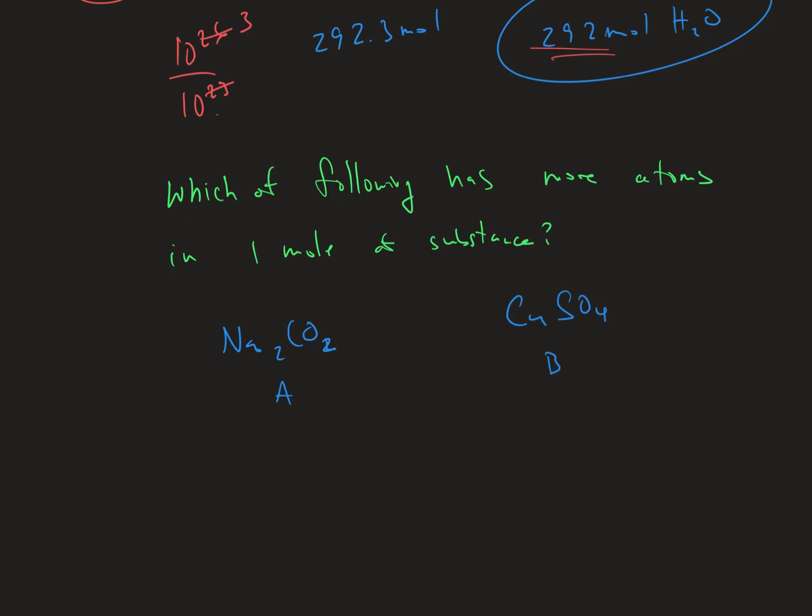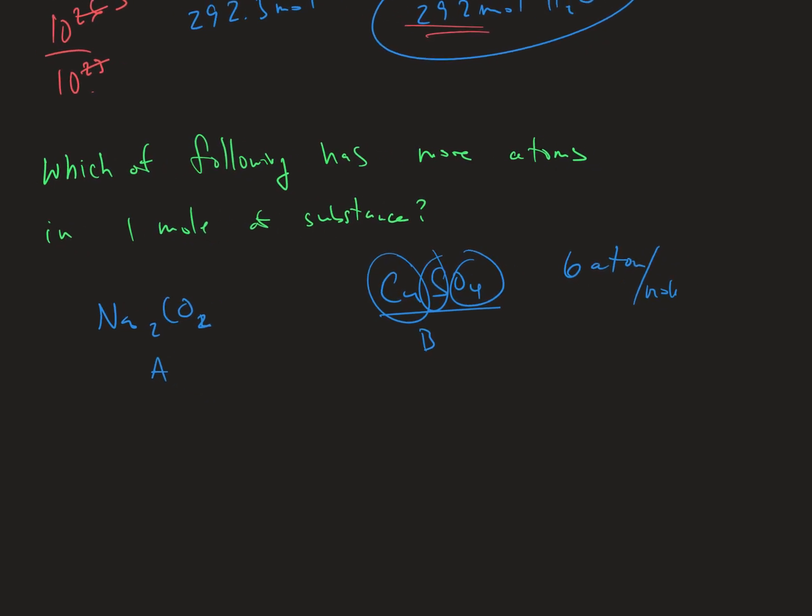Should be B, right? Why? Because there's more atoms in one molecule. That's right. If we're going to convert molecules to atoms, we can go 1 mole, convert it to molecules, and convert molecules into atoms. There's 1 copper atom, 1 sulfur atom, and 4 oxygen atoms. That's a total of 6 atoms per molecule. I abbreviated it.